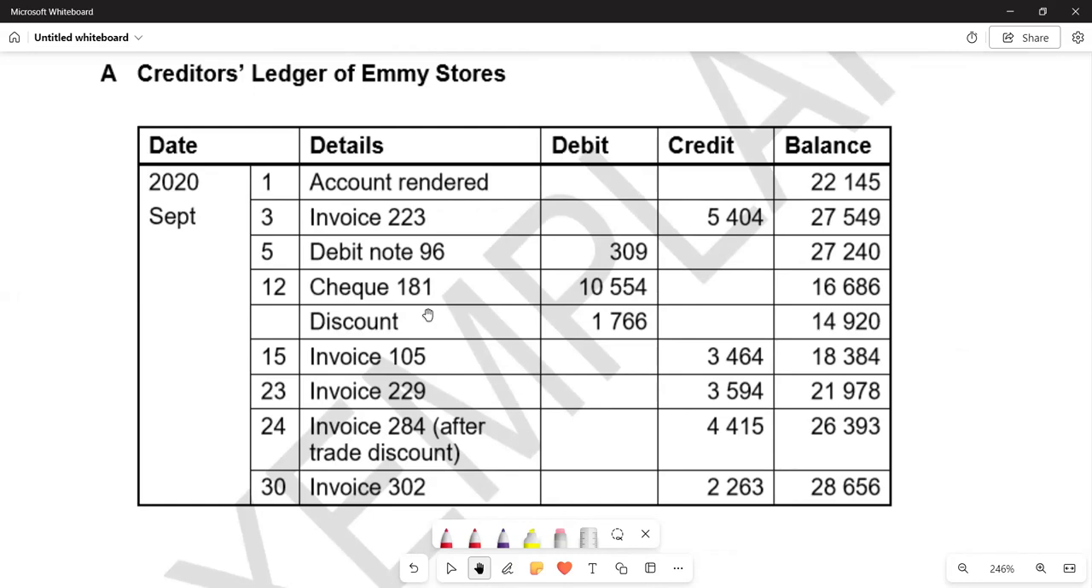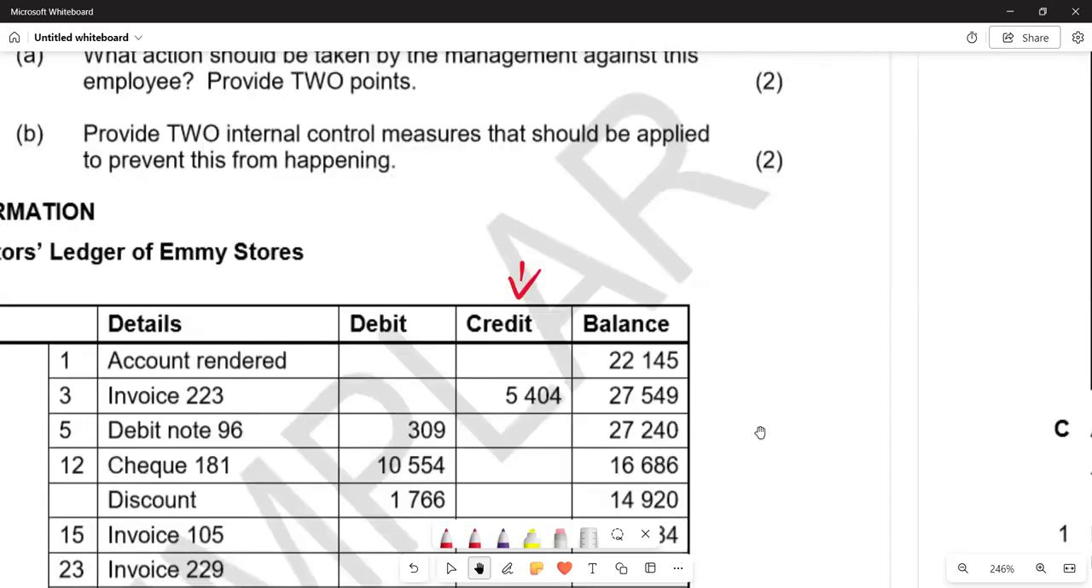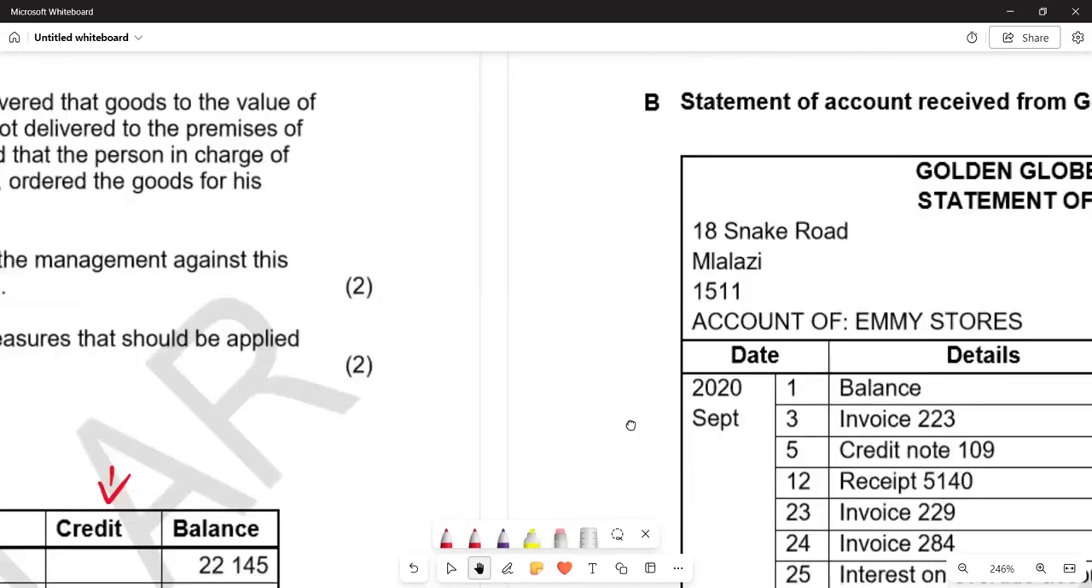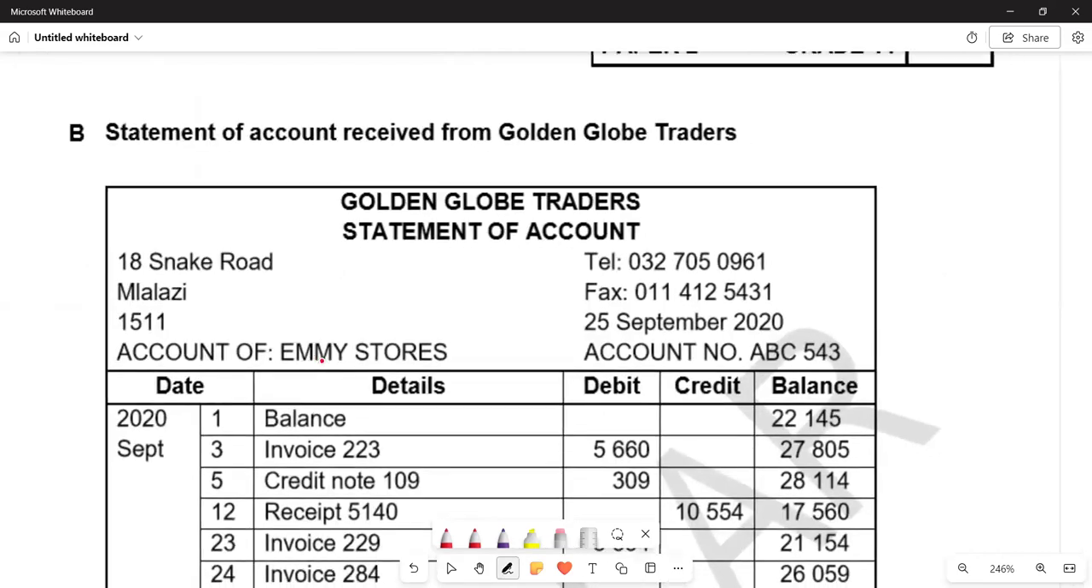So we are going to see that the transactions that are on the credit side are representing credit purchases, and these transactions, we see them on the debit side of the creditors statement. So this is our creditor statement that we are having. Statement of account received from Golden Globe Traders. Then we are given a Golden Globe Traders statement of account.